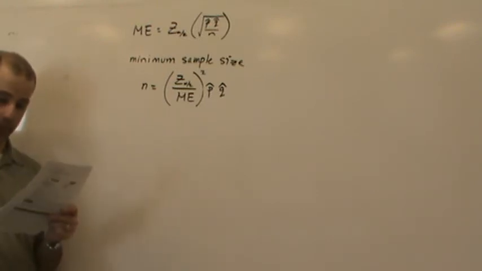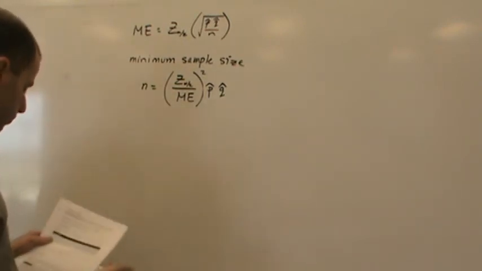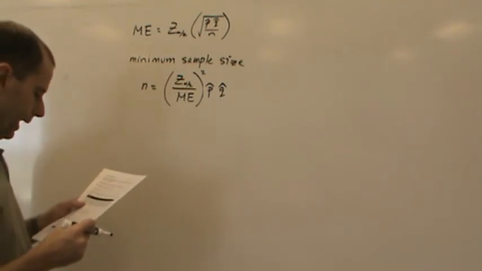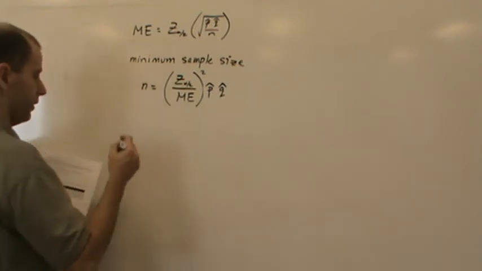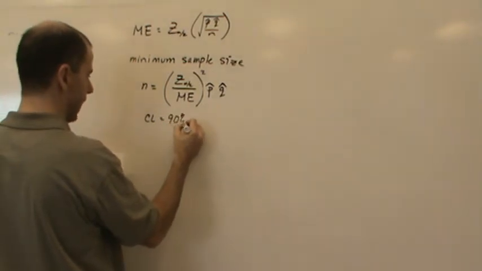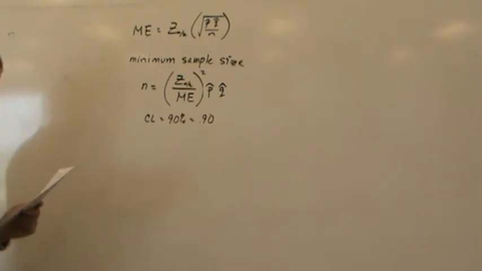Okay, so let's break this down. What's the confidence level here? The confidence level is they want to be 90% confident. So the confidence level is going to be 0.9.